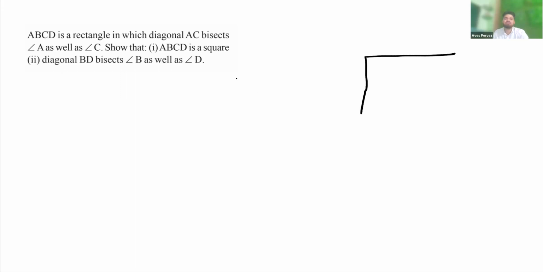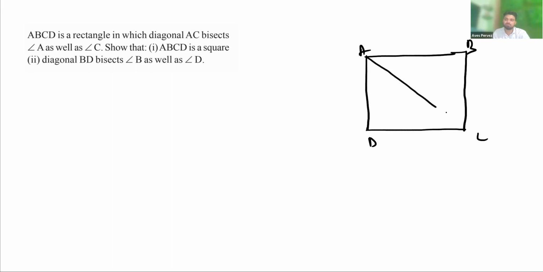First of all, draw the figure that is being asked to prove. It is being asked to prove that ABCD is a square, so try to make it a square. A, B, C, D, and it is being asked that diagonal AC bisects angle A. What is being given to you? That ABCD is a rectangle. So this side will be equal to this side, and this side will be equal to this side. Opposite sides of rectangles are equal and parallel. And it is given that this angle is equal to this angle because AC bisects angle A.